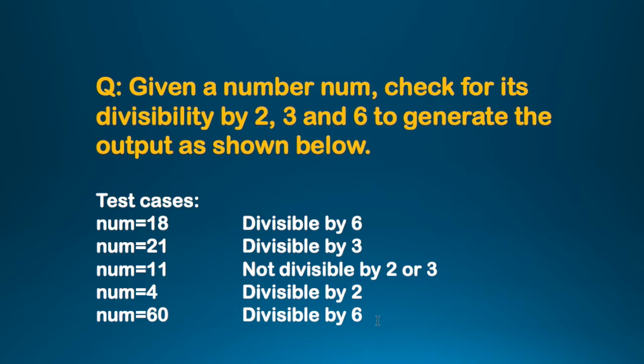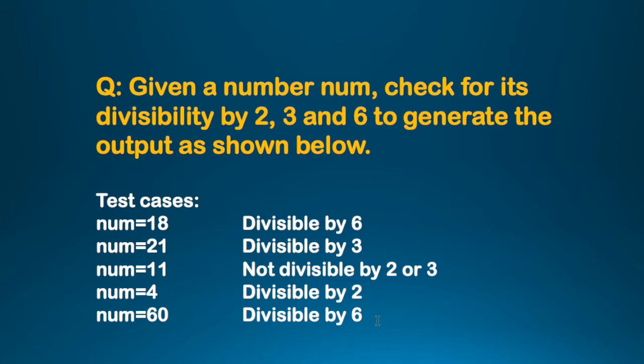So what are we doing here? We are first checking by 6. So if the number is divisible by 6, we will print divisible by 6. If it is not divisible by 6 but it is divisible by 3, we will print divisible by 3.